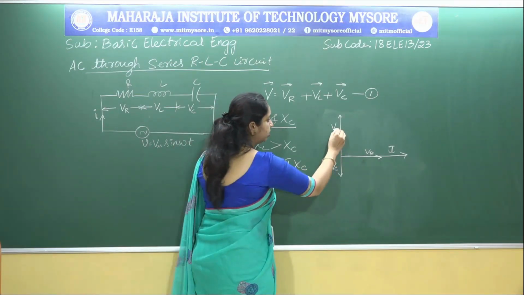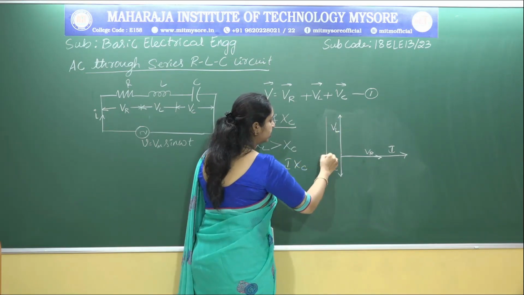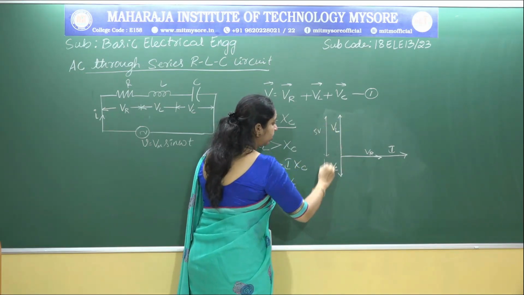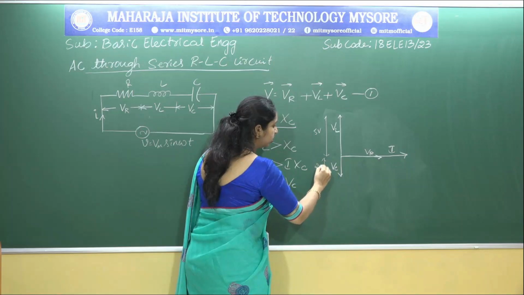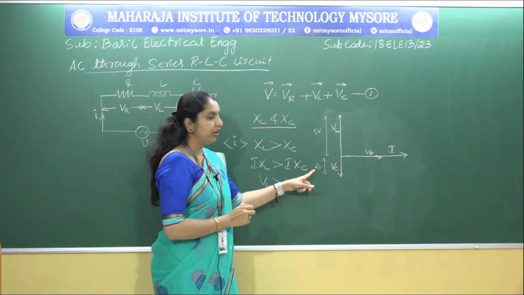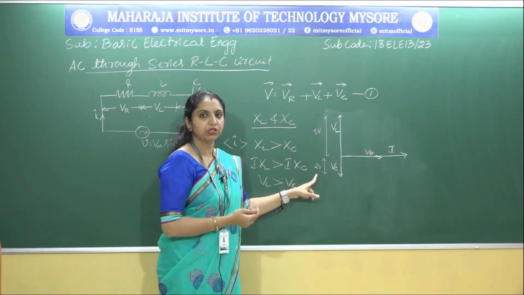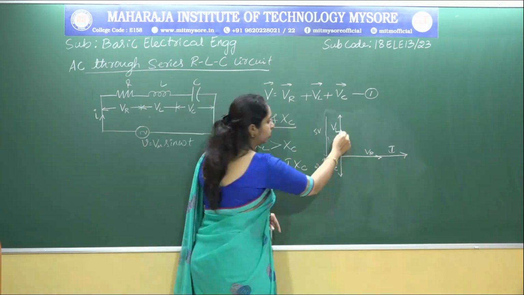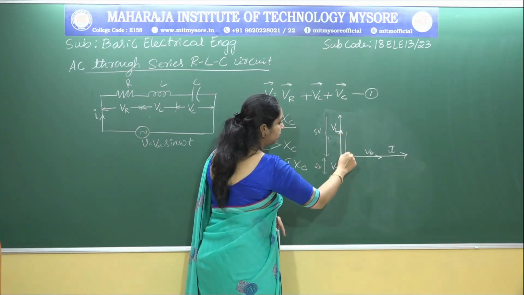Just to take an example, if I consider this as 5 volts and VC as 2 volts, then VL minus VC is 5 minus 2, so we get 3 volts. Can't we have that 3 volt difference at this particular point?